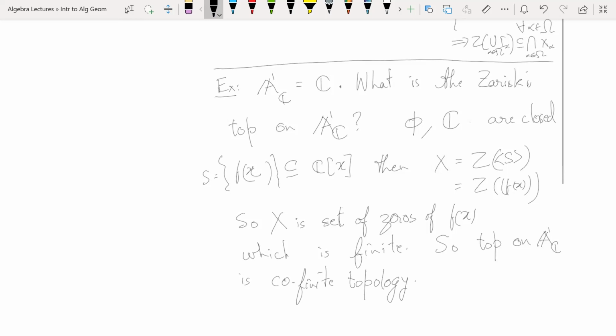We know that this is coarser than the usual Euclidean topology on C. So it is quite different. For instance, this is not Hausdorff. As a topological object this is very bad. In fact, if you take any two non-empty open sets, they will always intersect. So it is non-Hausdorff in a very bad way, and any non-empty open set is in fact dense in A1C.